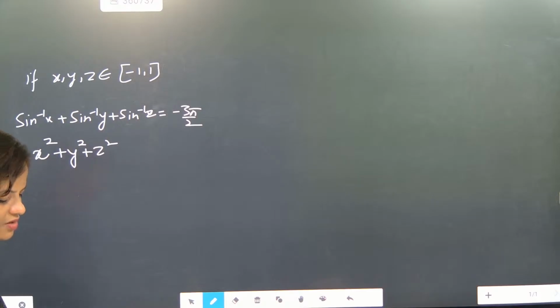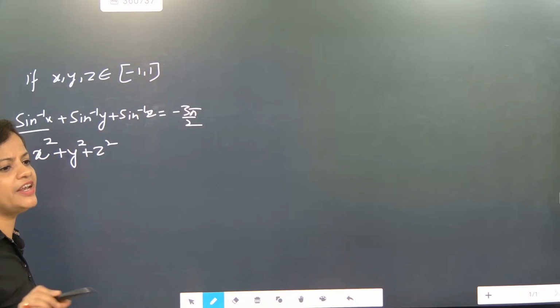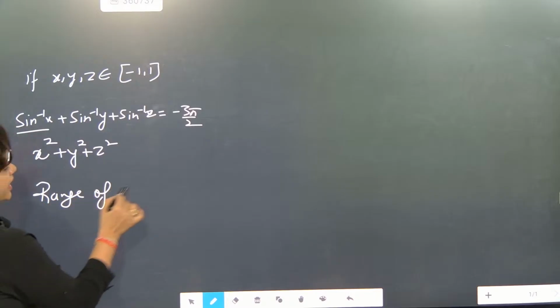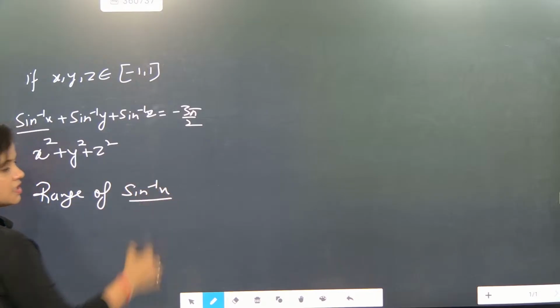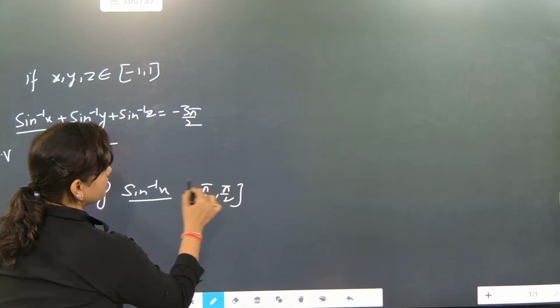How will 3 pi square come? See, first you understand sine inverse x. What is the range of sine inverse x? The range of sine inverse x will lie between minus pi by 2 to pi by 2.